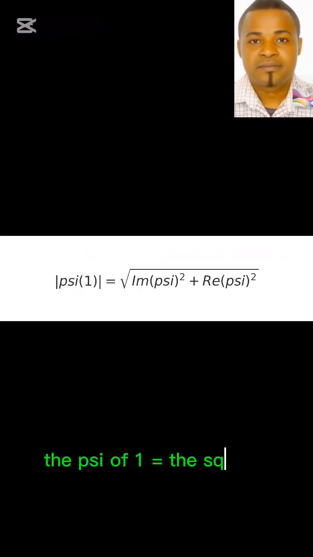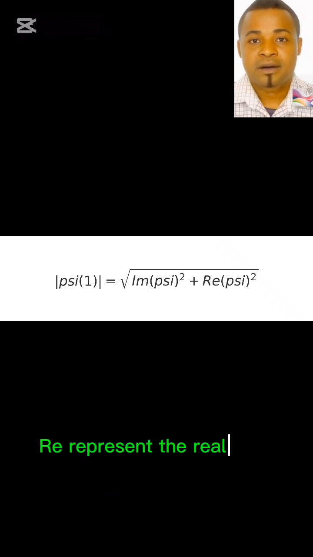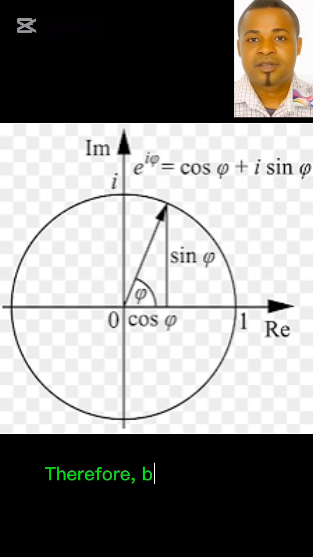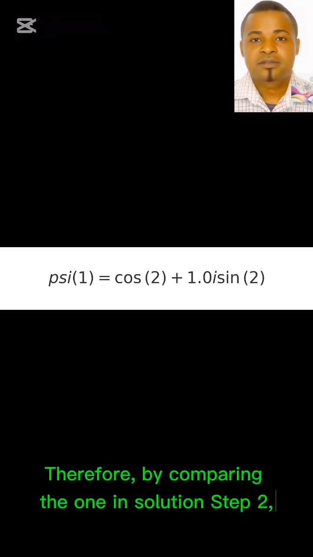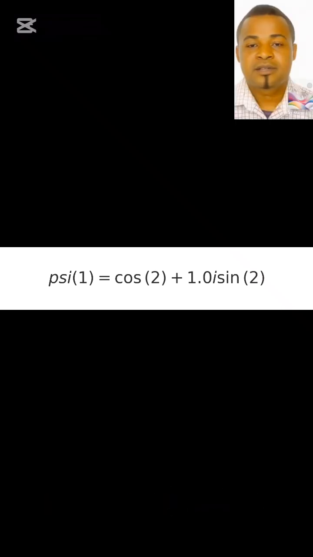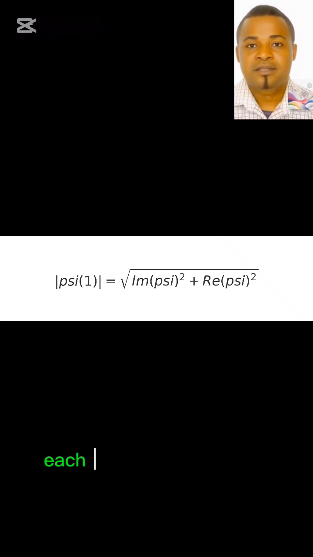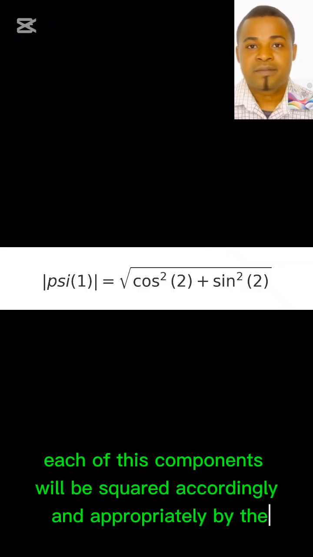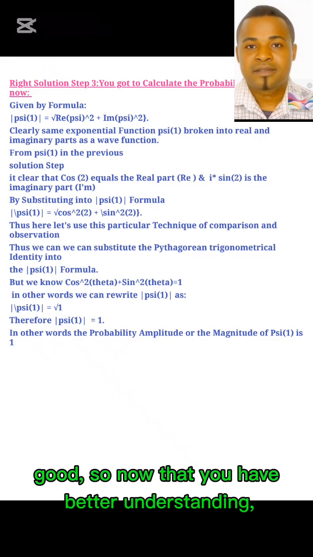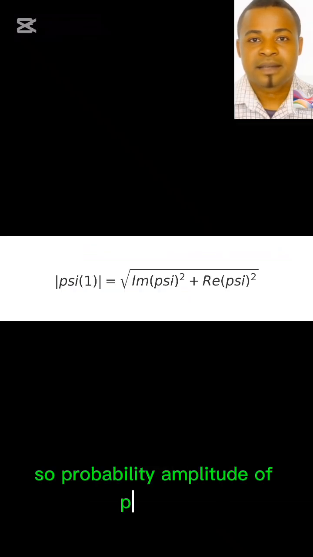So solution step 3: here we will have to calculate the probability amplitude of the wave function above by using this formula. Thus the magnitude of psi equals the square root of Re of psi squared plus Im of psi squared. Here Re represents the real part of psi and Im represents the imaginary component of psi. Therefore, by comparing to psi of 1 in solution step 2, it is clear that Re equals cosine of 2 and Im is sine of 2. Therefore, after substitution into the stated probability amplitude formula above, each of these components will be squared accordingly, by the Pythagorean pattern.